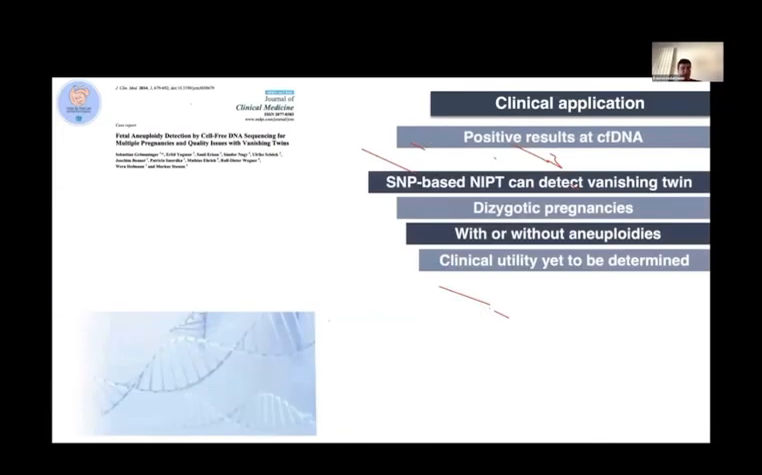There is another clinical scenario in which, of course, we have a positive result. This is not the topic of the presentation, but when we have a false positive result, should we go and look for a potential presence of vanishing twins? So clinically, I would just say, of course, that we should go to invasive testing, but potentially we know that the recent single nucleotide polymorphism cfDNA-based technique can detect fetal haplotypes from dizygotic twins.